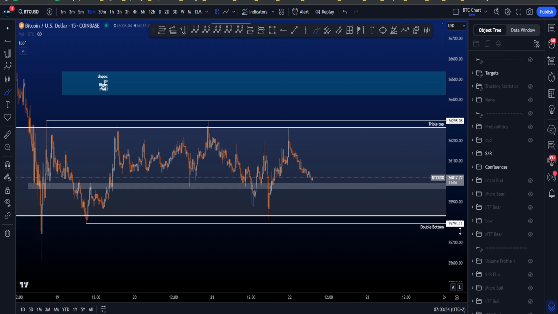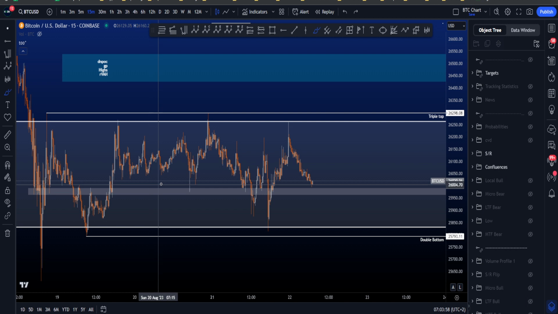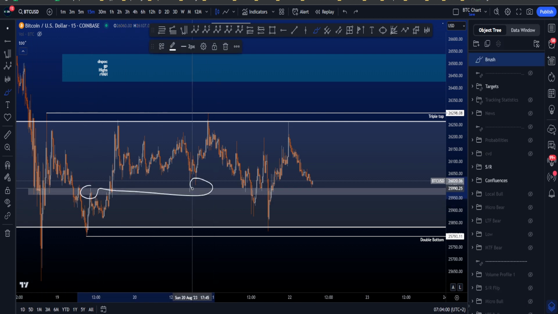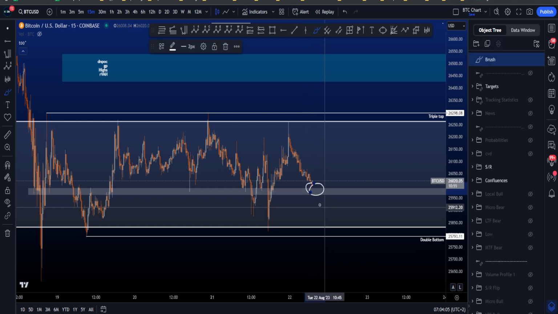And in the middle of the channel, which is interesting, we have this support resistance area, which has been very, very nicely respected indeed throughout this range. And maybe we come back here once more.